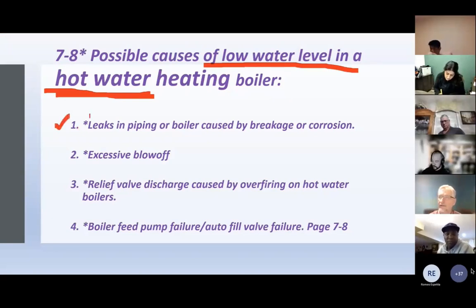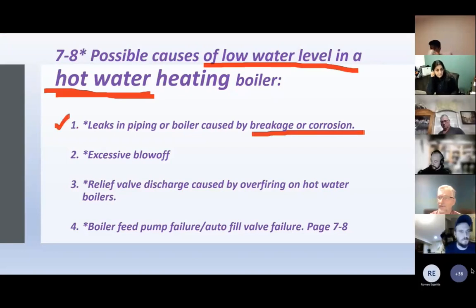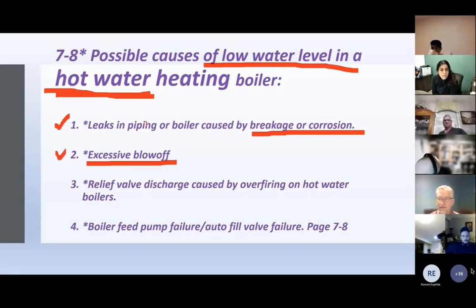Some leaking going on. Something breaks or something's corroded. Something's allowed to leak. Too much blow off. We've got problems with safety valve. Hot water boiler safeties do not pop open. They do not cause a big ruckus in the boiler room. So they can be leaking away. And if you're not carefully checking your equipment, you might find your water level keeps dropping annoyingly. And this is one of the causes, kind of unique to a hot water heating boiler.